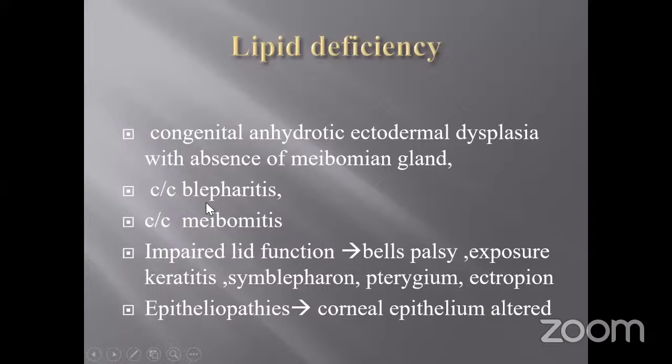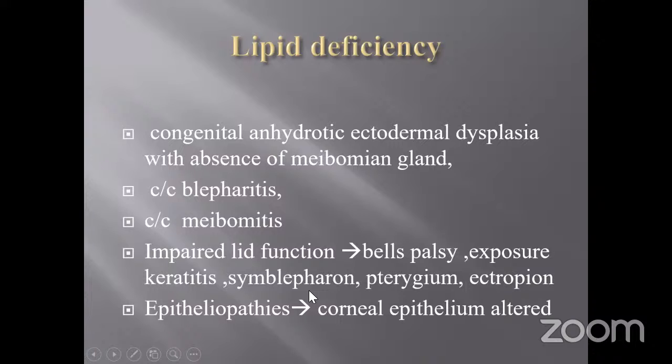So what are the conditions which affect our lid and having inflammatory conditions? Common conditions we see is chronic blepharitis, chronic meibomitis. All these patients will be coming and saying burning sensation, irritation. All these are because of the lipid deficiencies. And also in conditions of impaired lid function, like in Bell's palsy, exposure. Bell's palsy, you know that there will be inadequate lid closure in that condition. So what happens? The lids will be open, and that causes an increased evaporation of the tear film. So that will result in exposure keratitis.